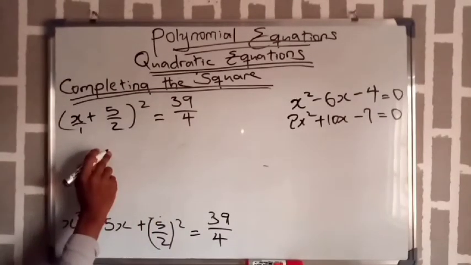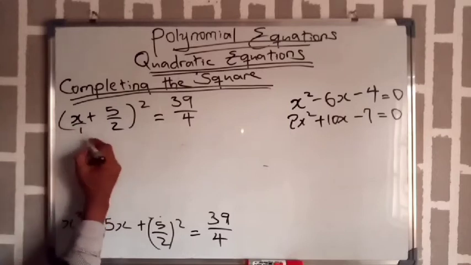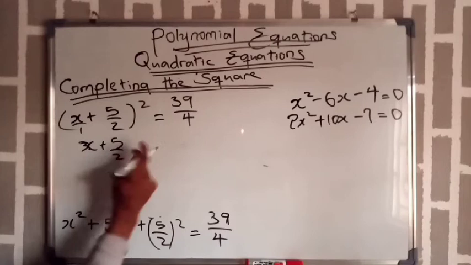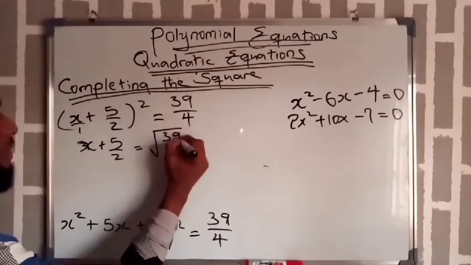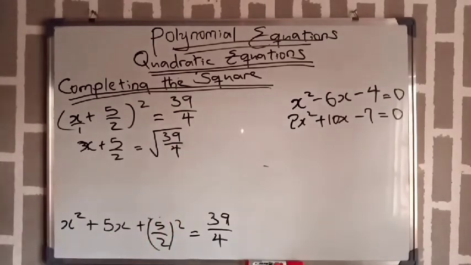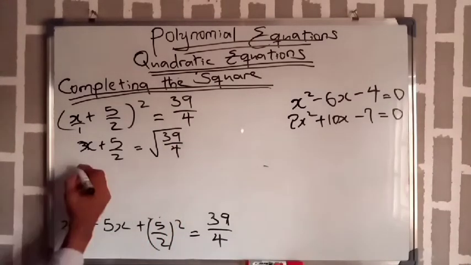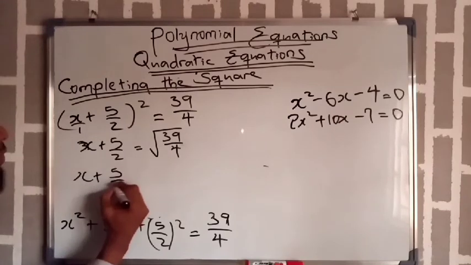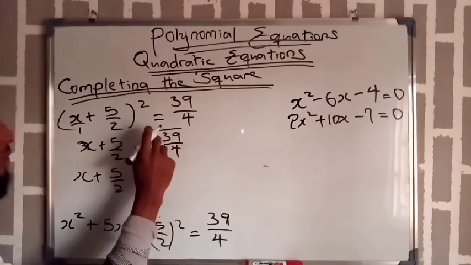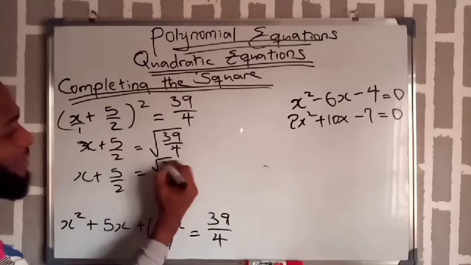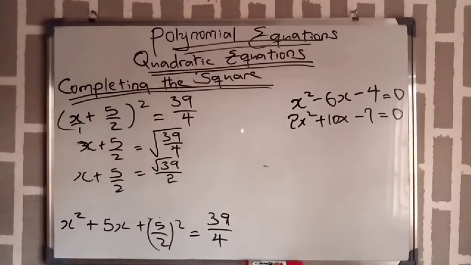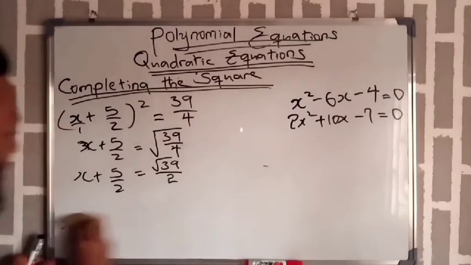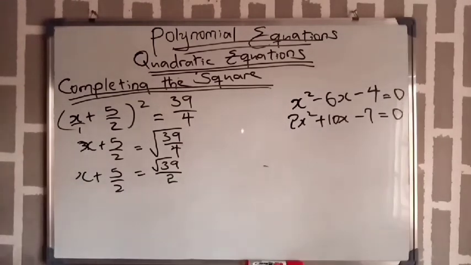So now, you bring the square to this side. Okay? So now it becomes x plus 5 over 2 equals square root of 39 over 4. Okay? So, this is x plus 5 over 2. This will give us a decimal. So let me say root 39 over 2. You should know how to simplify things when you see a root.